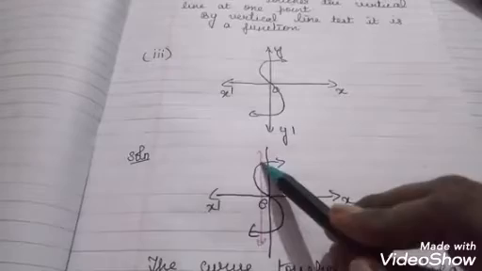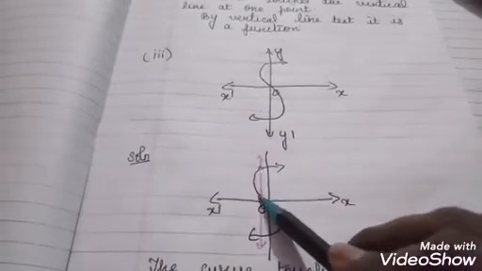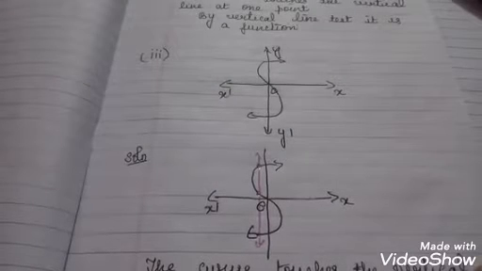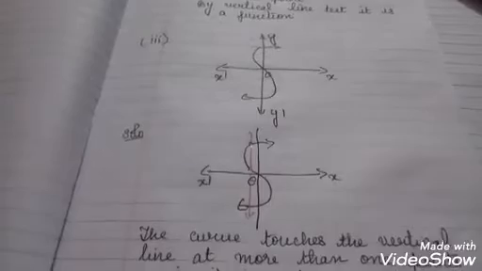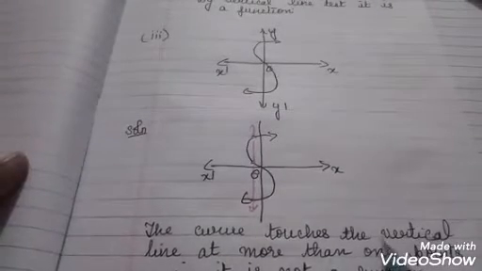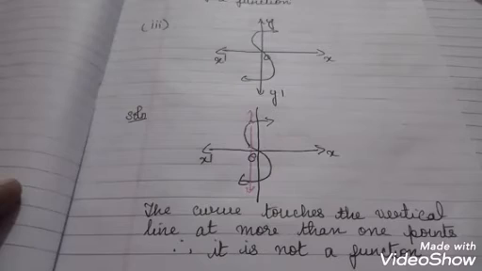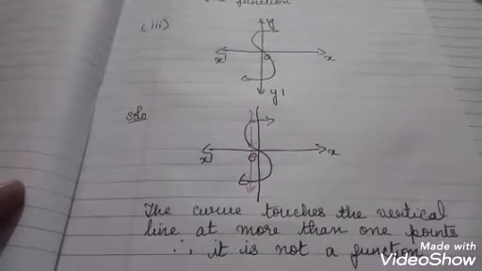So how many places does it meet actually here? The vertical line meets the curve at 1, 2, 3. So it meets the curve at more than 1 point, the vertical line touches the curve. So here if you see, how have I written the conclusion? The curve touches the vertical line at more than 1 point. Therefore, by vertical line test, what will I say here? It is not a function. Is it clear? Okay, so that's why I say that this graph is not a function.